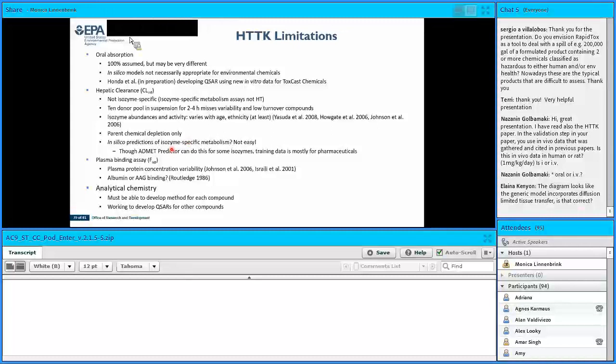Barbara Wetmore did do some work in 2014 for some specific chemicals, but it was as much work to do 10 chemicals as it was to do the 200, because she had to repeat all the work one isozyme at a time. ADMET Predictor can predict clearance for some enzymes, but again, that's on a training data set that's mostly from pharmaceuticals.